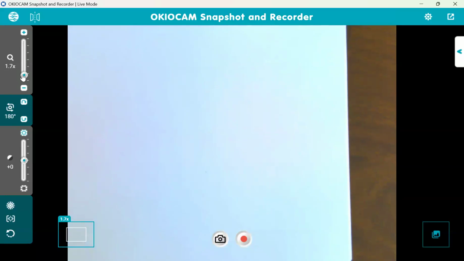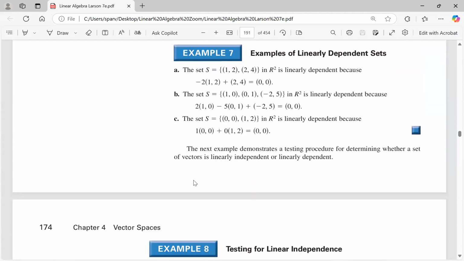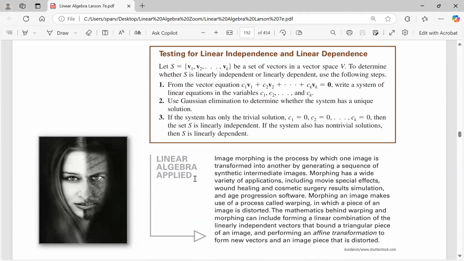Okay. Now, so how do we test? Let me go back to the page of the book. I'm going to change my share and go back to the book. Let's take a look at this one. Now, how do we test for linear independence or dependence? There you go. So this is the test now for linear independence and dependence. So suppose we have, again, a set of vectors in the vector space.